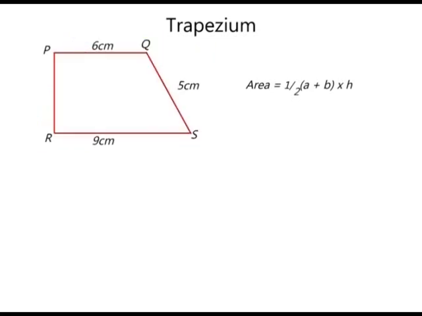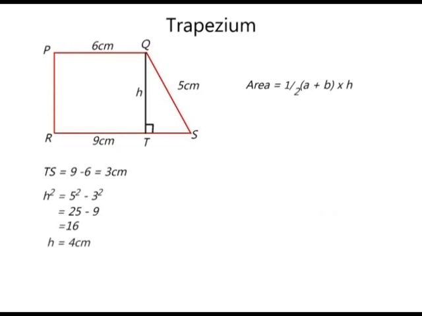Suppose we have this kind of a trapezium. We do not know the perpendicular height, but we can find it. If you drop a perpendicular here, the distance TS is equal to 9 minus 6, that is 3 centimeters. The perpendicular height has completed a right-angled triangle. Using Pythagoras' theorem, h squared is equal to 5 squared minus 3 squared. h squared is equal to 16 and h is equal to 4 centimeters.